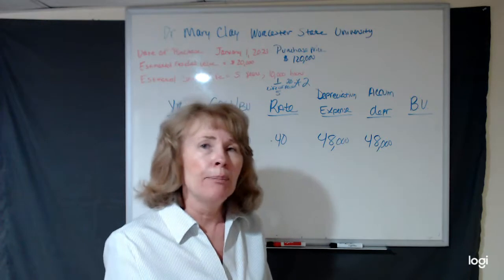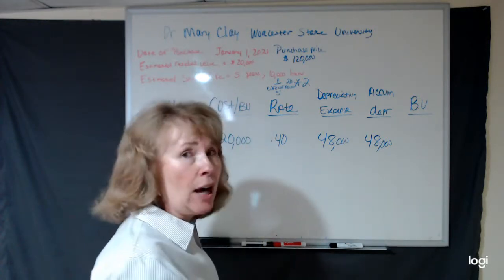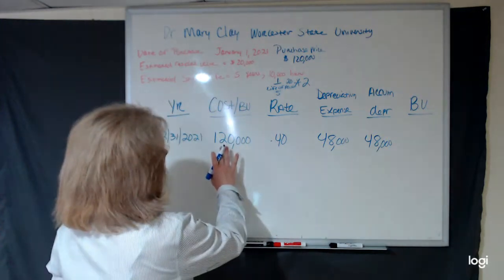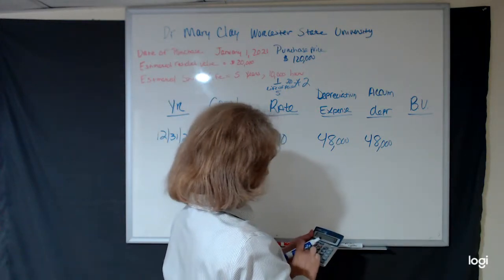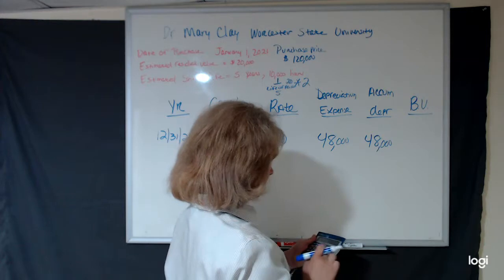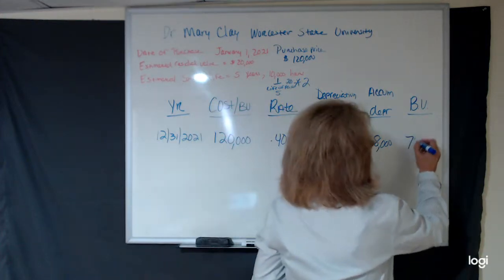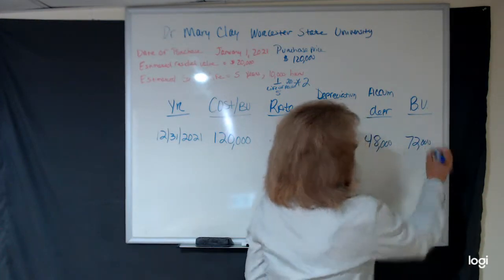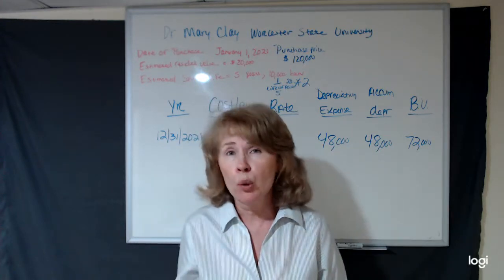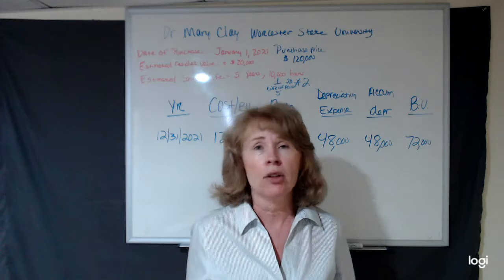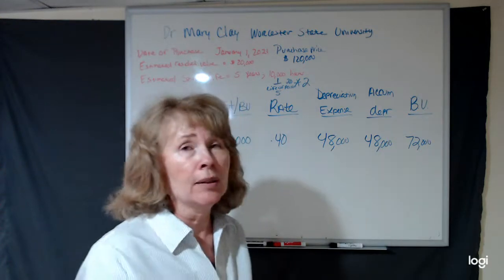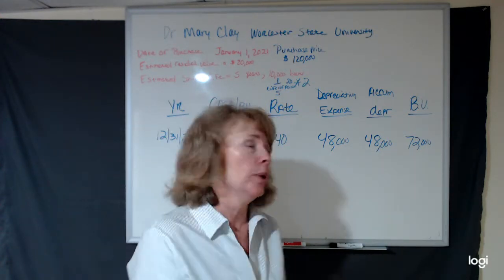Next, how do we get book value? We get book value by taking the cost minus accumulated depreciation. So when we do that, we get 72,000. And again, please work with me. Don't just watch me. Be working with me. Take out your calculator and figure these out because you don't get it until you do it.